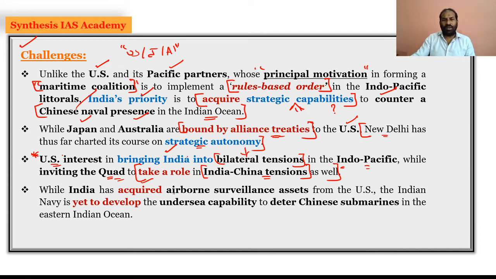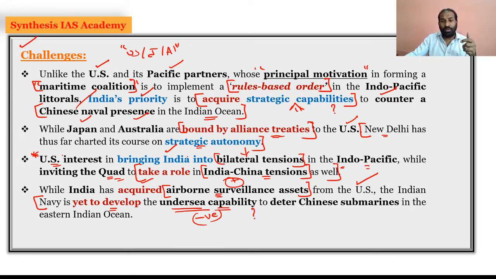Another point: India has acquired airborne surveillance assets from the US. So definitely, in regard to surveillance, India has an upper hand in the Indian Ocean against China. That is in regard to the Indian Navy. But the Indian Navy is yet to develop its undersea capabilities. So this surveillance, yes, it is positive. In regard to the undersea, it is negative. We have yet to develop the undersea capabilities.